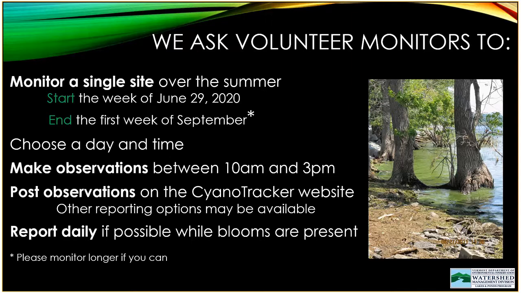We ask that you make observations between 10 and 3. Cyanobacteria can regulate where they are in the water column to some extent. When the sun is out and they are able to do photosynthesis, they're more likely to want to be at the water surface, and those conditions occur between 10 and 3. So we'd like you to report then if possible.